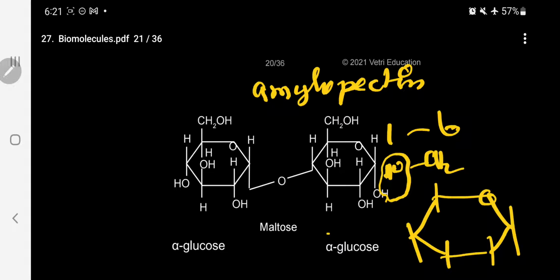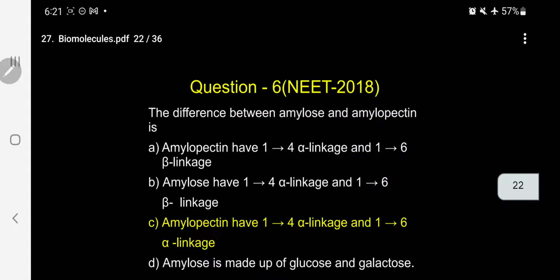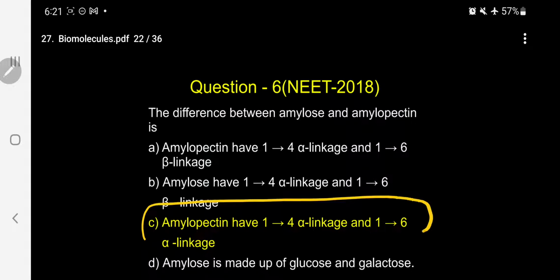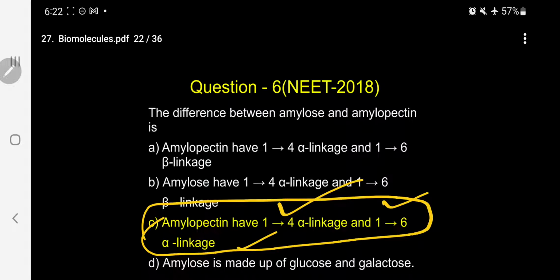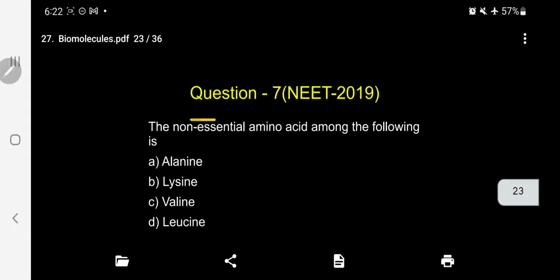Starch, when you simply heat, is converted into two main products, amylose and amylopectin. In amylose, 1,4 linkage is there, it is linear. Whereas in amylopectin, there is 1,4 as well as 1,6 linkage, it is a branched chain. That is the actual explanation required here. So now I will tell you, the correct answer is C. That is, amylopectin has 1,4 alpha linkage and 1,6 alpha linkage. I have already explained with the diagram. Kindly follow. Next question. Question number 7.